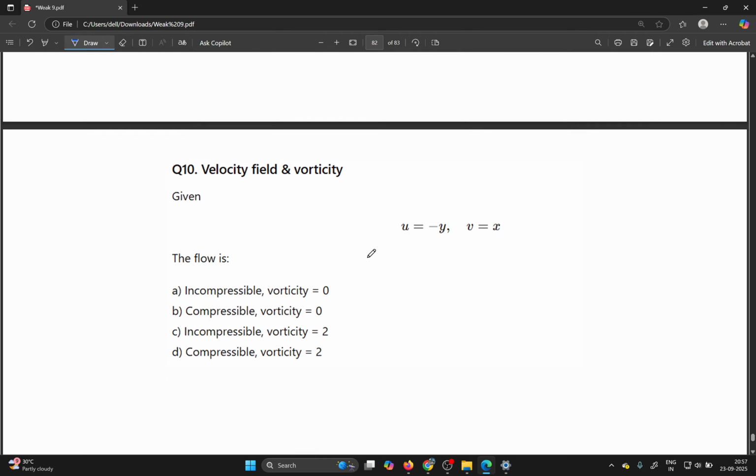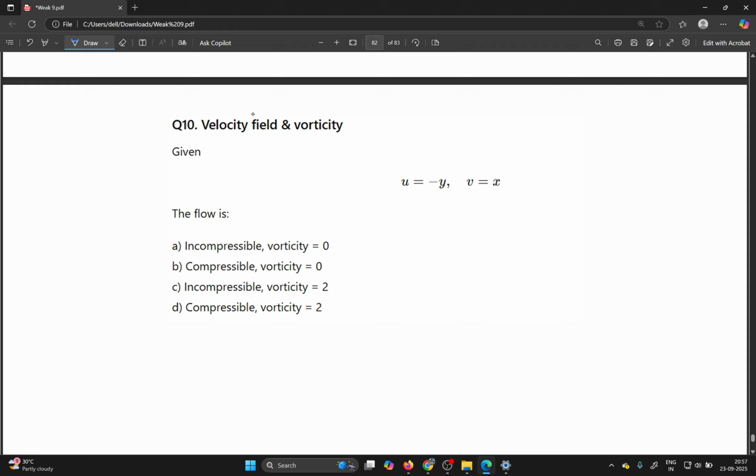Then for today, the last question. You have the velocity field and vorticity. You need to calculate whether this represents compressible or incompressible flow, and whether the vorticity is 0 or some magnitude, it is 2. Which option is correct, A, B, C, D? So how will you calculate the velocity field? If these equations satisfy your continuity equation, then you can say yes. The continuity equation you have derived represents what? Incompressible fluid.